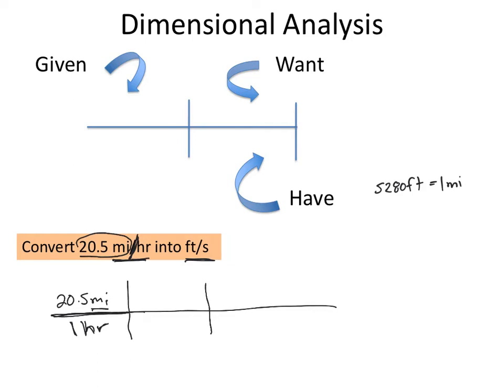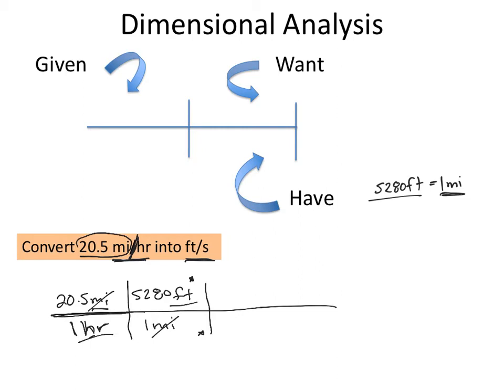Remember, it's what I want over what I have. What I want to be in is feet, so I'm going to plug in the 5,280 feet from my conversion factor. And what I'm trying to get rid of, what I already have, is miles, and I'm going to plug this in from my conversion factor. Now, if I stopped right now and did the math and gave an answer, the units I would end up with would be feet per hour, because the miles would cancel.